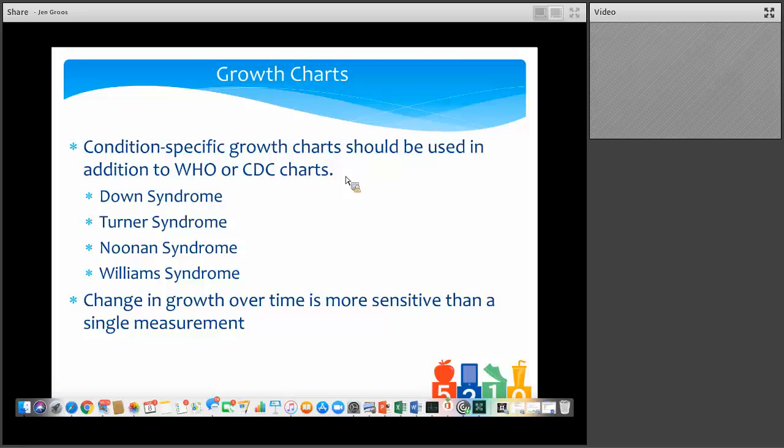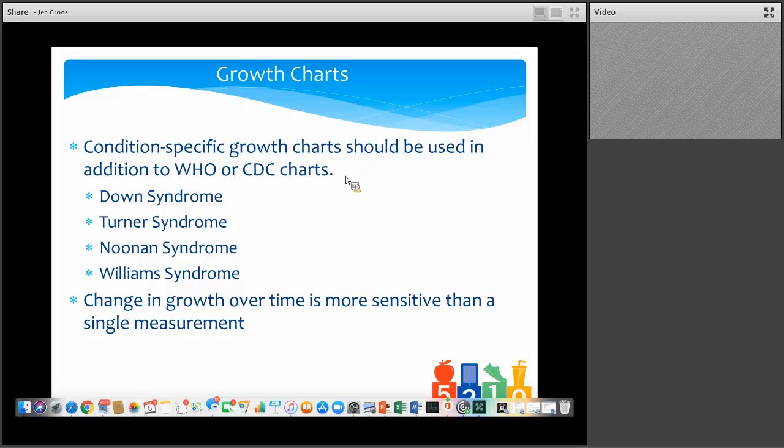We also want you to be aware that there are condition-specific growth charts that should be used in addition to the WHO or the CDC charts. There are specific growth charts for children with a number of different genetic syndromes, and these are the ones that I know are available in the EPIC system, and I know depending on your EMR, you may have access to additional growth charts as well, but they're helpful in comparing those children with other children with similar genetic syndromes.